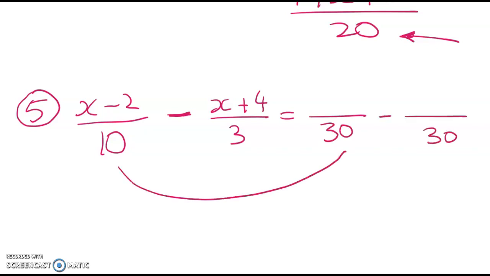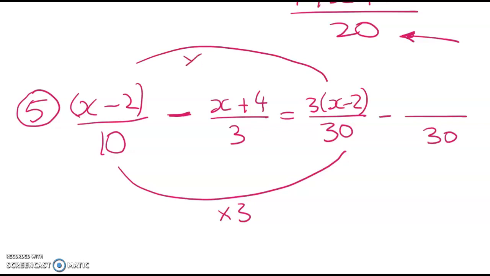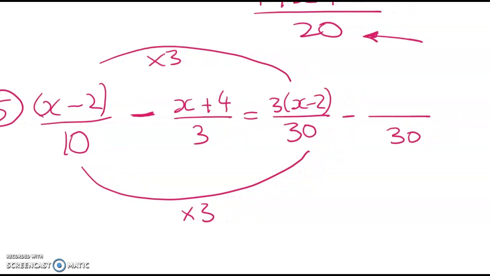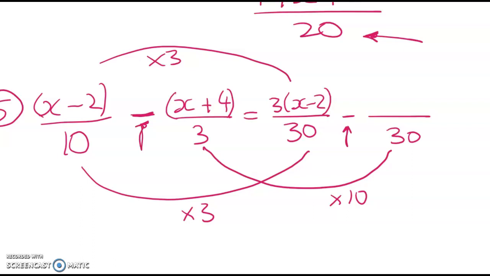10 what's are 30? 10 threes. So we take this, we put our brackets in and we make them visible, and we times x minus 2 by 3. So we're doing equivalent fractions, just slightly harder than when we started fractions. 3 what's are 30? 3 tens. Put our brackets around that, and notice that this is a minus sign. So it's going to be minus 10 times x plus 4.